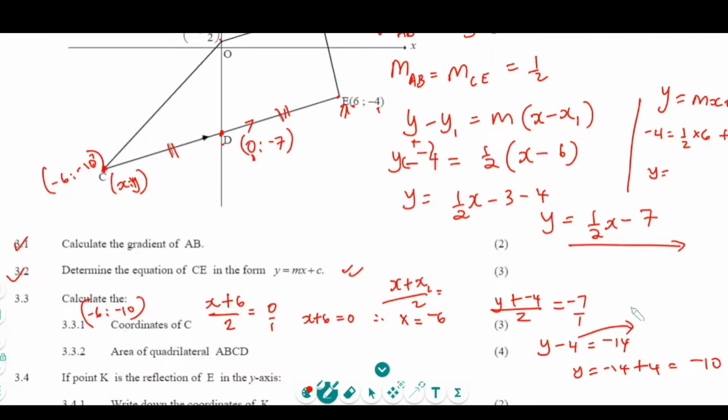Then next, they want us to get the area of the quadrilateral ABCD. Okay, let me just go back.